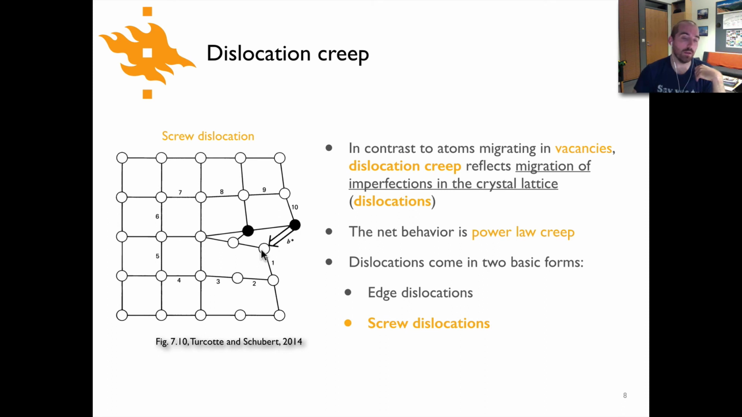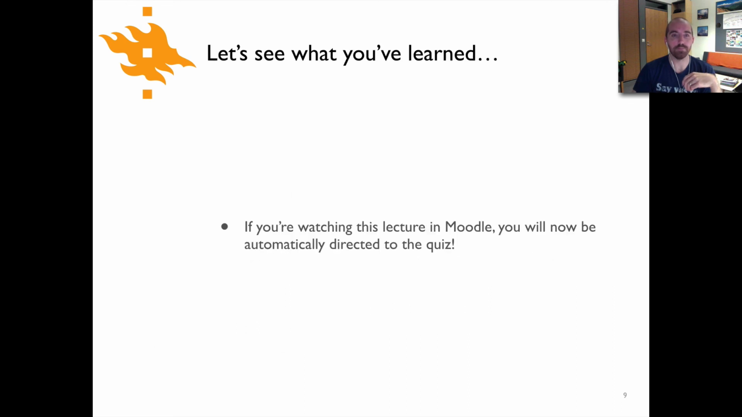And if you were to go and do the same thing elsewhere in the crystal where there is no screw dislocation, you should come back to where you started based on this kind of simple method of walking around the crystal structure, stepping from atom to atom in the lattice.